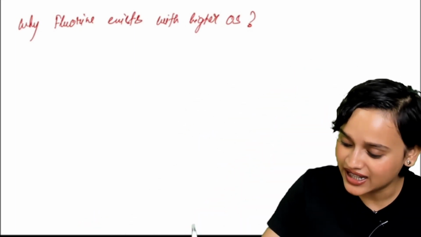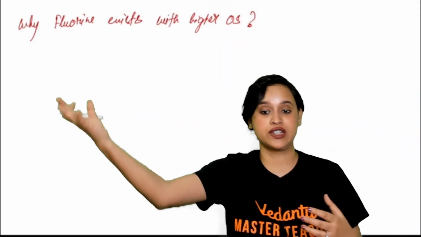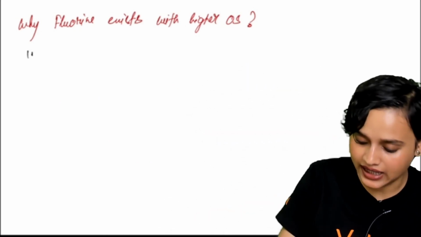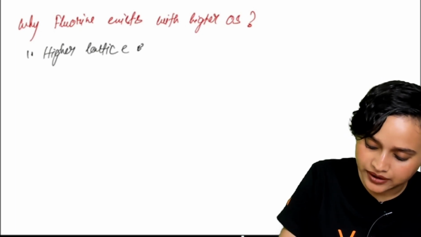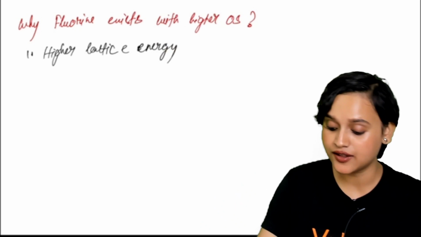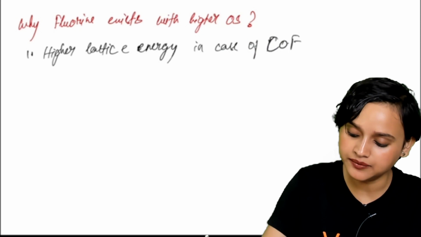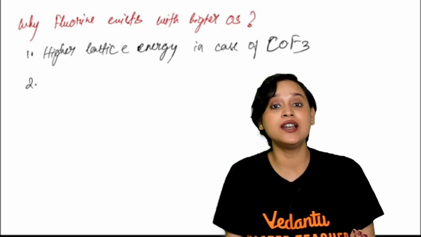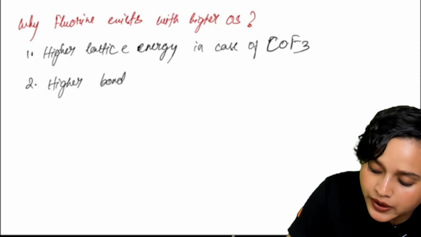Okay, so let's write down the answer, guys. What is the answer, everybody? The answer is that the ability of fluorine to stabilize the higher oxidation state is because there are two reasons. Number one is higher lattice energy, in case of, you see, CoF3. All right. Or there is a possibility that you get to see higher bond enthalpy. What do you see? Higher bond enthalpy. That means that you require more energy to break the bond.